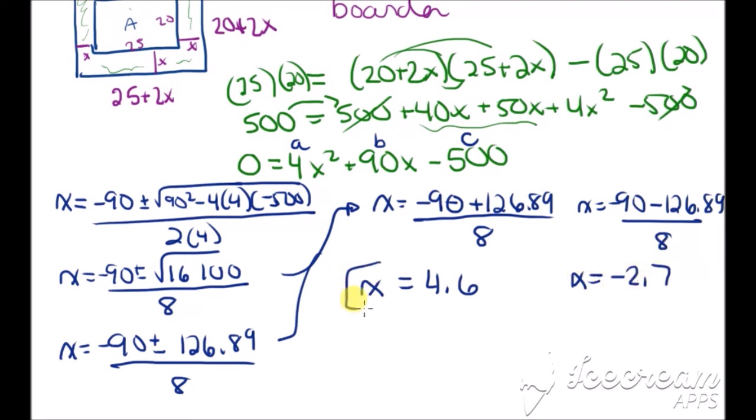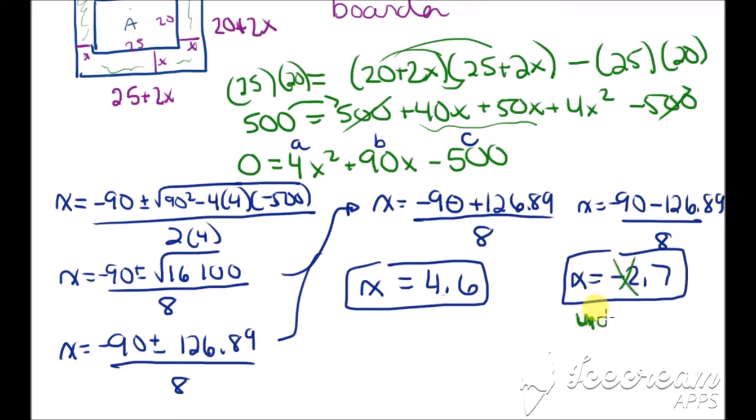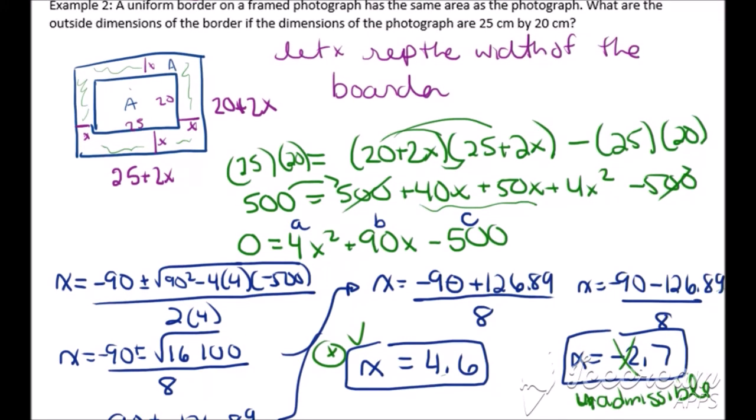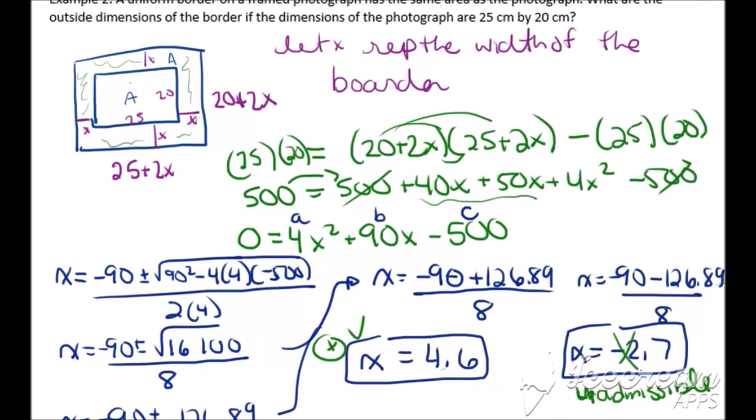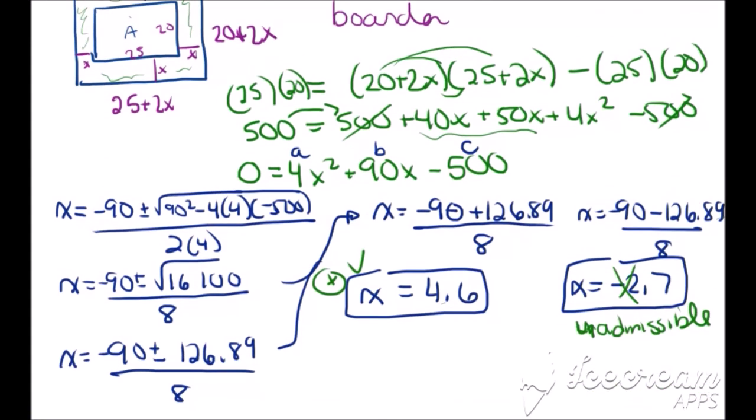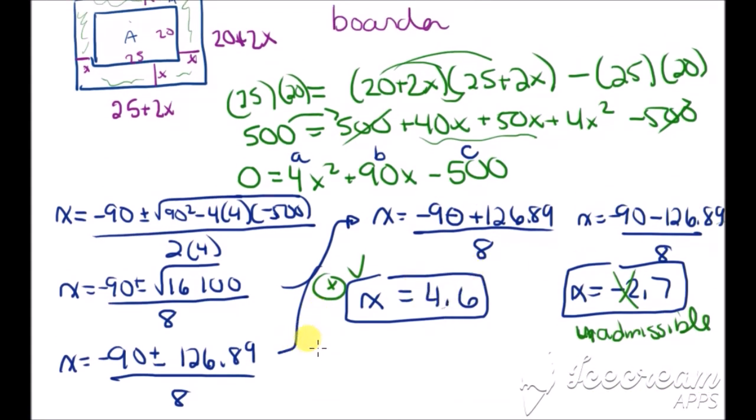Okay, so we're thinking about the dimensions and like the width of something, we are going to take on the positive value. Okay, so this one's inadmissible. We're going to take on the positive number. So that looks good. Therefore, let's go back up to the question. It asks, what are the outside dimensions of the border? Okay, so we know that the width is going to be 4.6.